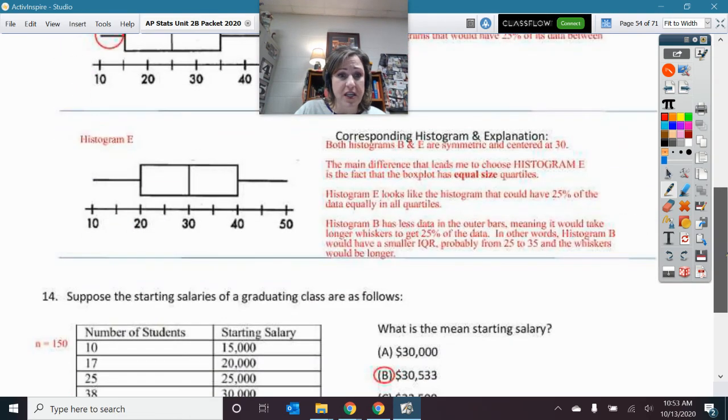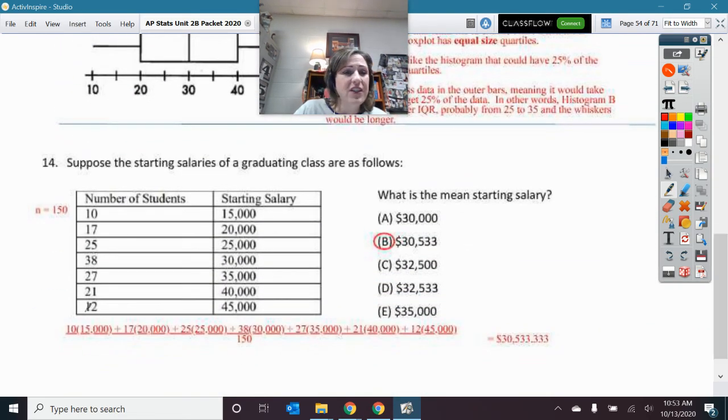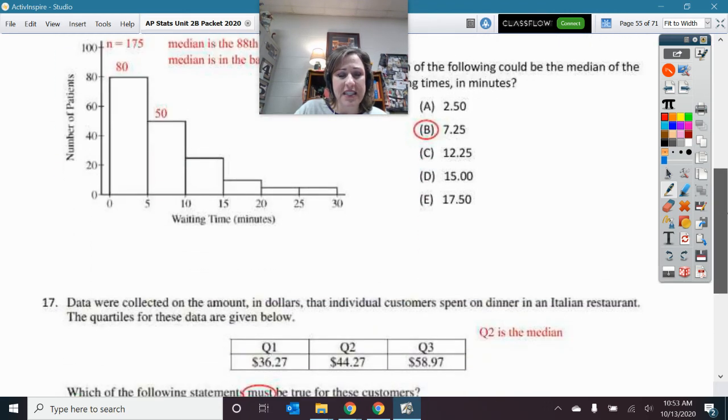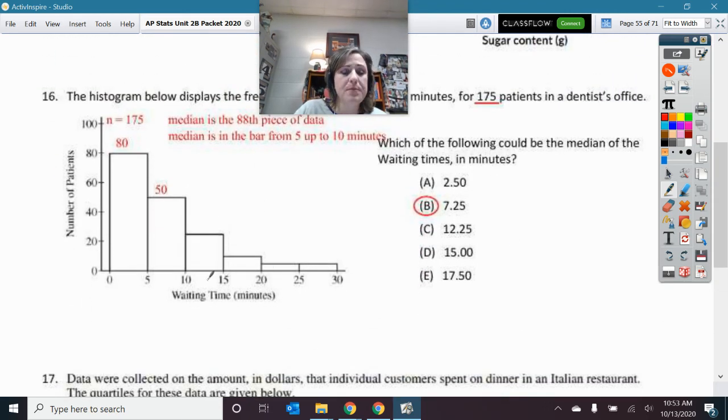Even looking at something like this, make sure you could find the median of these numbers. If I lined all of these up in order from least to greatest, and there's 150, then I need to go to between the 75th and 76th and find what the median starting salary is. So you need to be able to find those quartiles and medians from histograms and frequency charts.